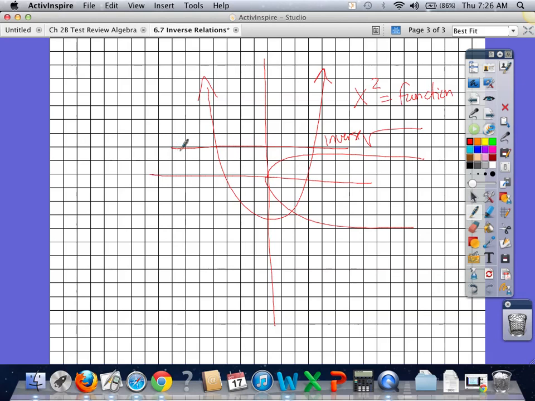And you can test before you even draw the inverse by drawing a horizontal line through your original, and if it touches twice horizontally, then the inverse will not be a function.